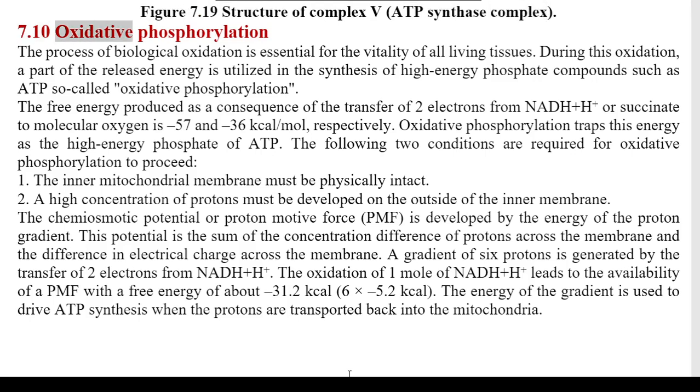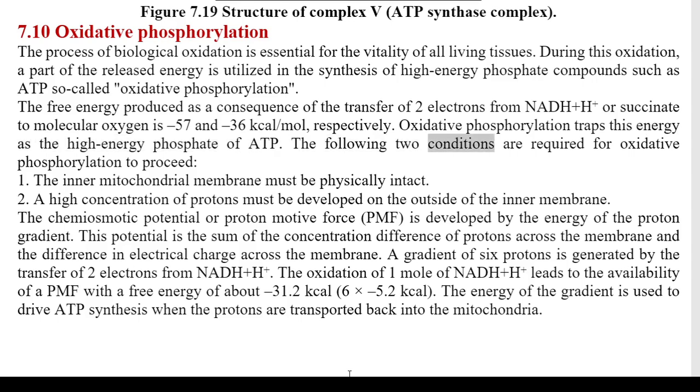7.10 Oxidative phosphorylation. The process of biological oxidation is essential for the vitality of all living tissues. During this oxidation, a part of the released energy is utilized in the synthesis of high-energy phosphate compounds such as ADP, so-called oxidative phosphorylation. The free energy produced as a consequence of the transfer of 2 electrons from NADH plus H+ or succinate to molecular oxygen is 57 and 36 kcal/mol, respectively. Oxidative phosphorylation traps this energy as the high-energy phosphate of ADP.